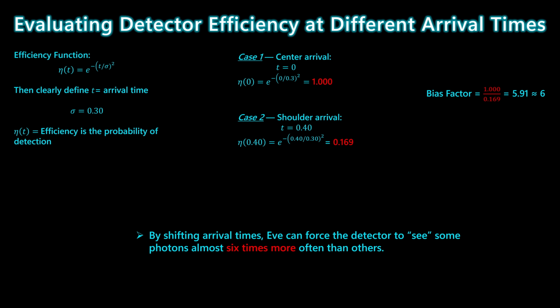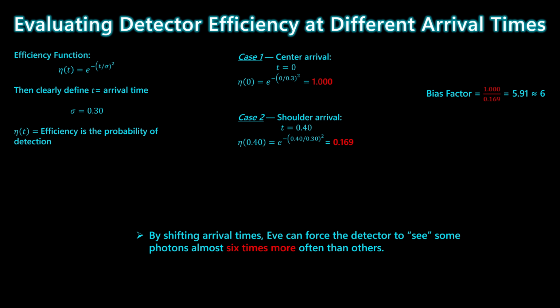Finally, we compare the two results directly by forming a bias factor, defined as the ratio of the central efficiency to the off-center efficiency. Dividing 1 by 0.169 yields approximately 5.91, which rounds naturally to 6. This means a photon arriving at the center of the detector's active region is detected almost 6 times more often than one arriving only 4/10 of a timing unit away. Such an imbalance is not a small perturbation. It is a profound asymmetry in the sampling of detection events.